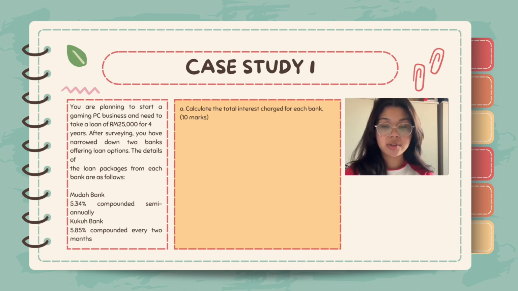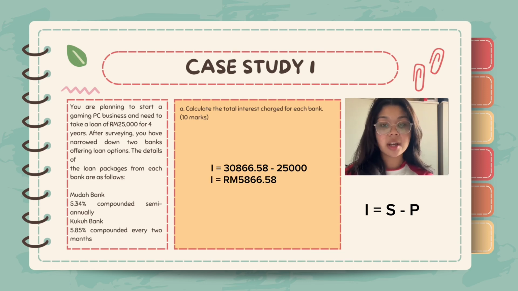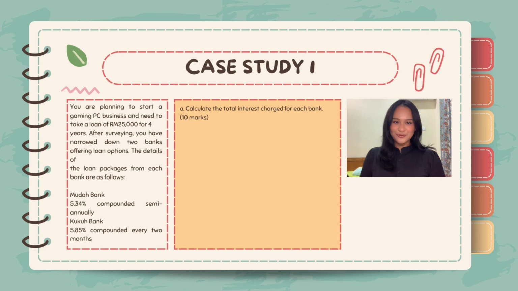To find the total interest charged by the bank, we could use the formula I equals S minus P, which is I equals 30,866 ringgit and 58 cents minus 25,000. And for the answer, we will get 5,866 ringgit and 58 cents. So for my part, let's move on and calculate the interest charged for Kukuh Bank.